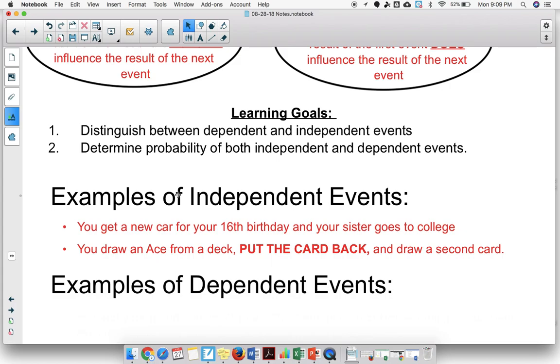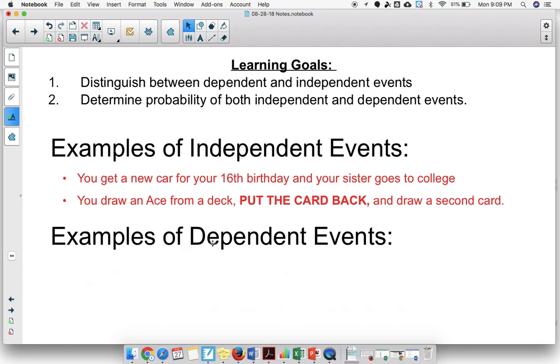Okay. Another example of independent events would be like the card game we played the other day, where a student draws a card from the deck, puts it back, and then the next student that goes to draw has the same number of cards that they are selecting from. So it doesn't affect the total number of cards in the deck.